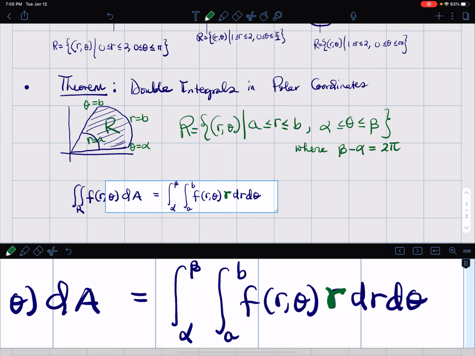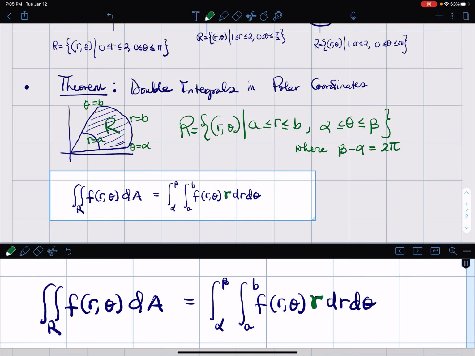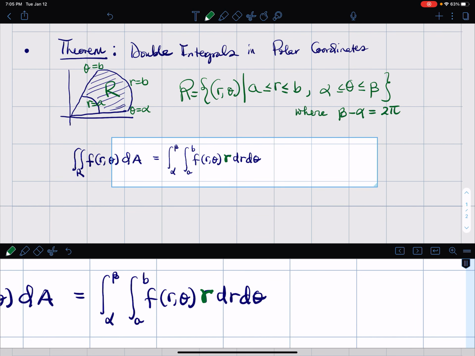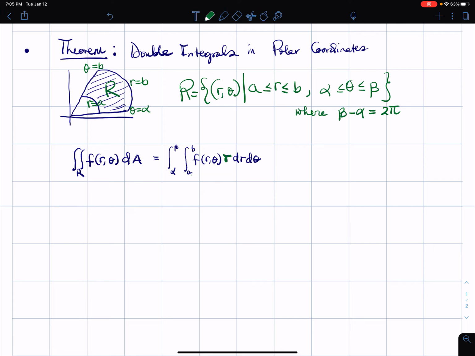This r is the question that I expect you to ask. The answer comes from the derivation of this formula. We're going to look at that in class, hopefully we'll have time to do it. But you can see this is kind of intuitive. The integral over the region R is just alpha to beta, and then A to B of f of r theta dr d theta. That's more intuitive, but it's not correct. To make it correct, you have to include this little green r there for things to make sense. All right, let's do an example.